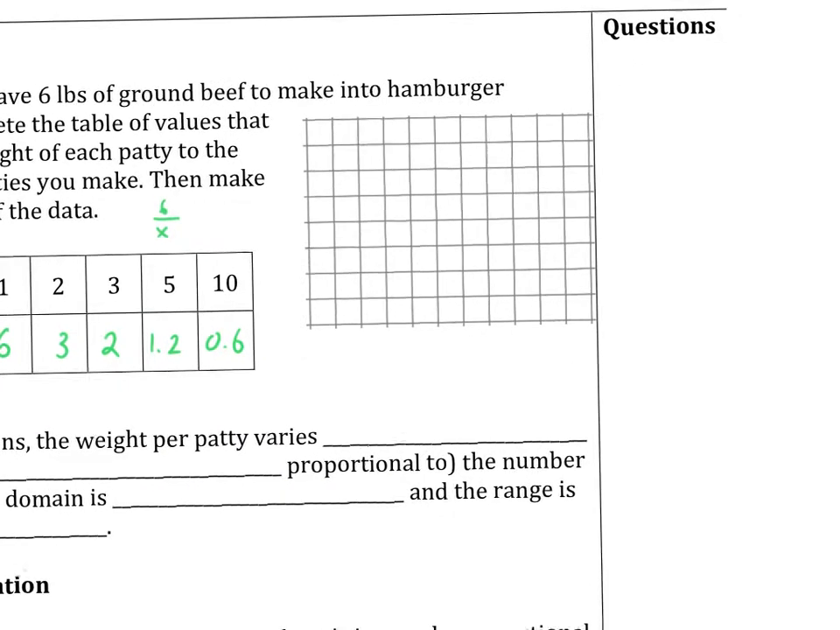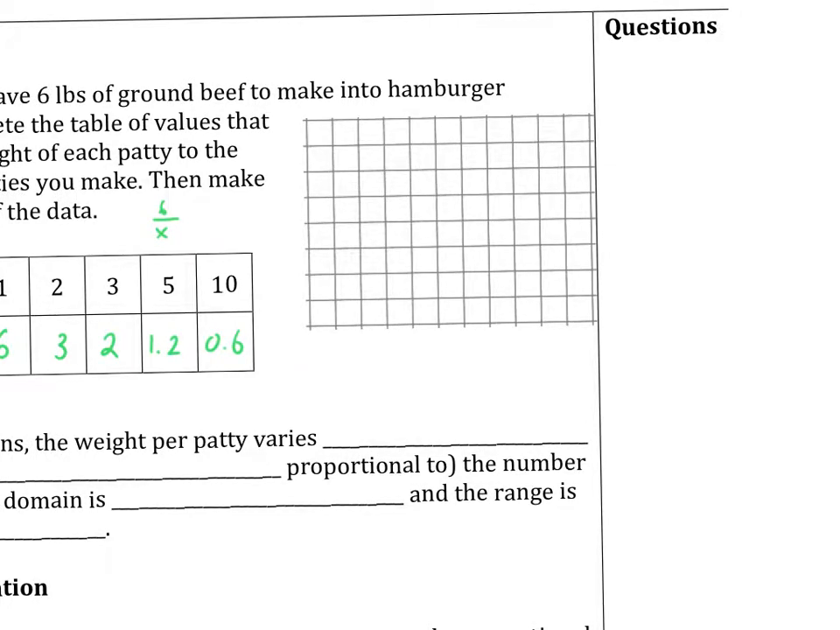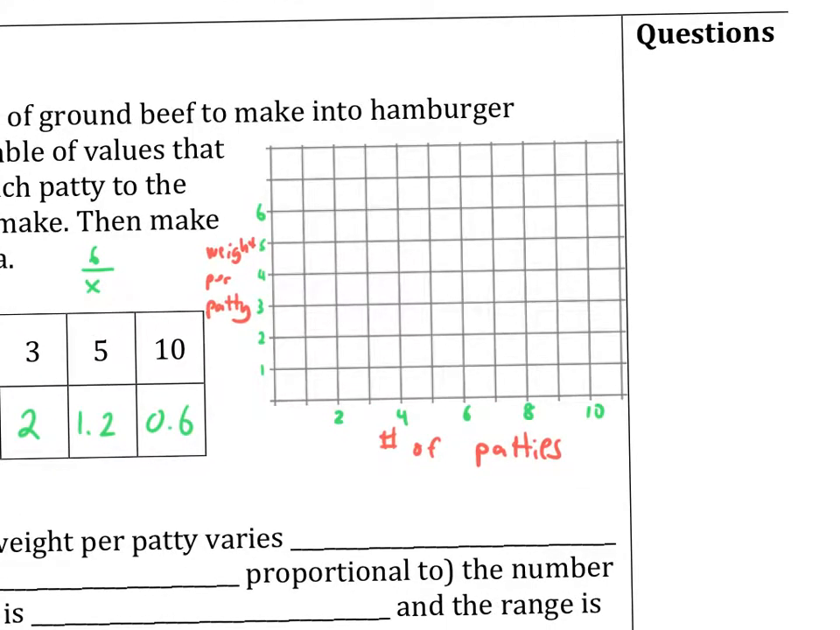So now to graph this, we need x and y on the coordinates. So I'm going to put the number of patties on the x here. And then over here, I'm going to say the weight per patty. So now that I have a scale, I'm counting by ones on each one. So over here, it goes all the way up to 10 patties, but clearly I'm going to extend farther. And then the highest it goes is 6 pounds.